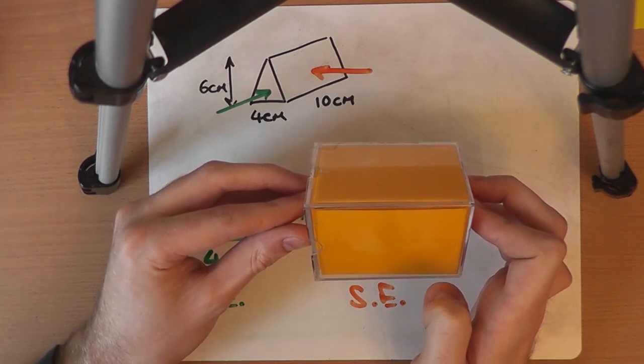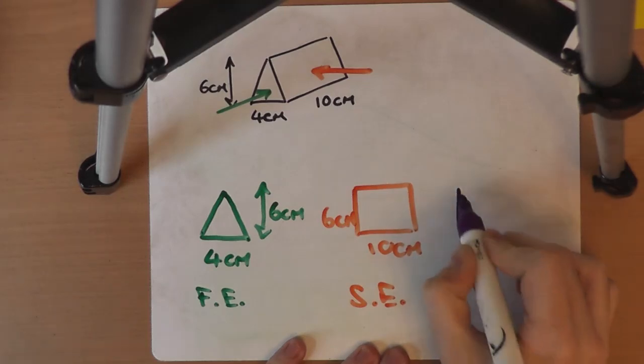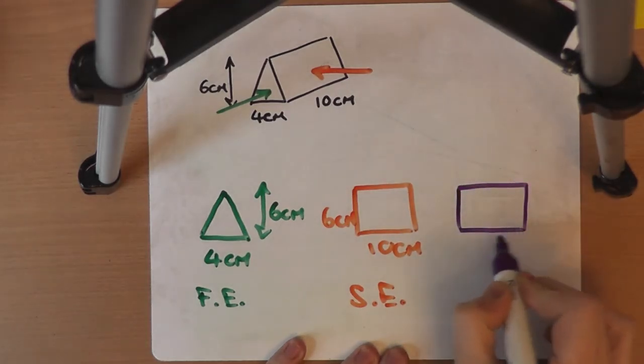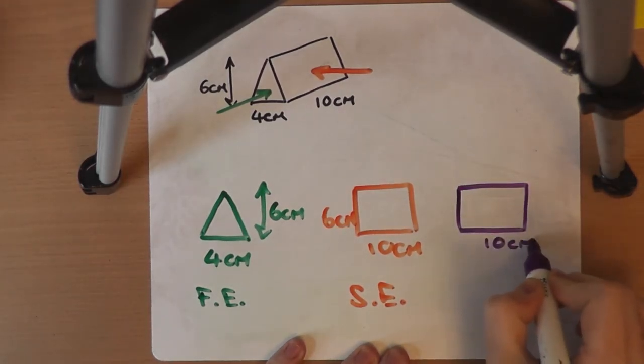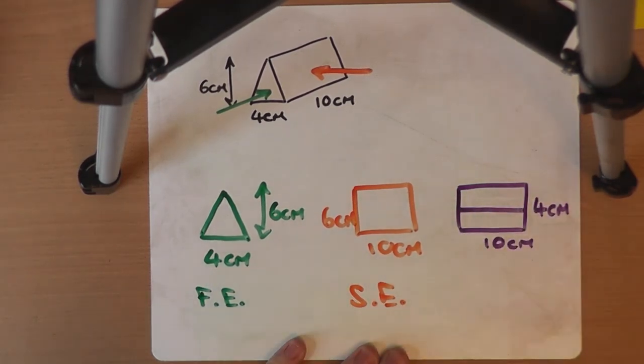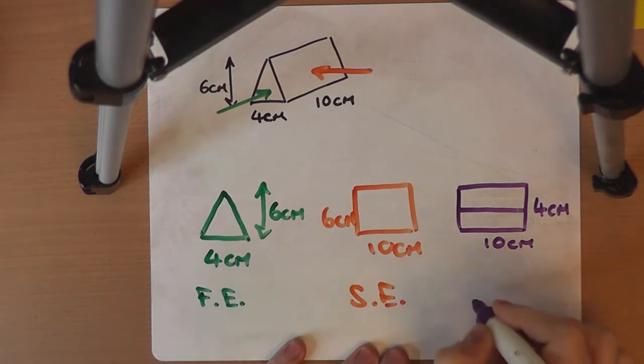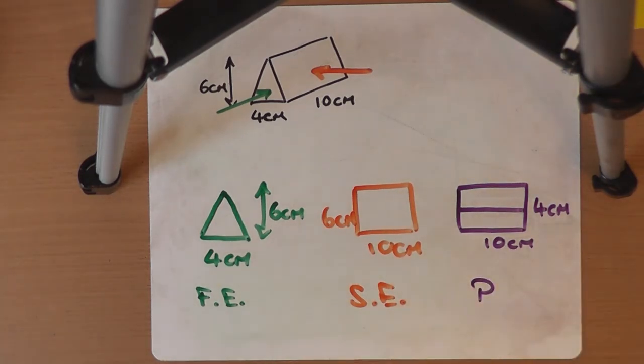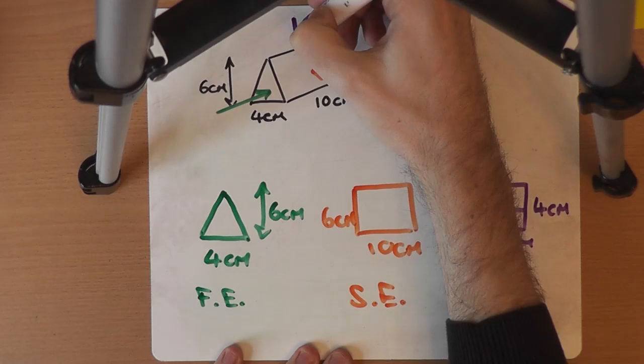So all we would see would be a rectangle 10 centimeters by 4 centimeters with a line down the middle for that ridge at the center, and that would be the plan looking down from above.